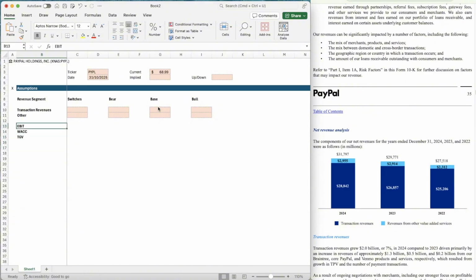So we want the operating income, that's called the EBIT, the earnings before interest and tax. Then we want the weighted average cost of capital, that's the WACC, and then the terminal growth value. This is once at the end of our forecast, so we're forecasting 5 years out until 2030. After that, we're going to say the company will grow at a terminal growth value. Usually we put that about 2.5%.